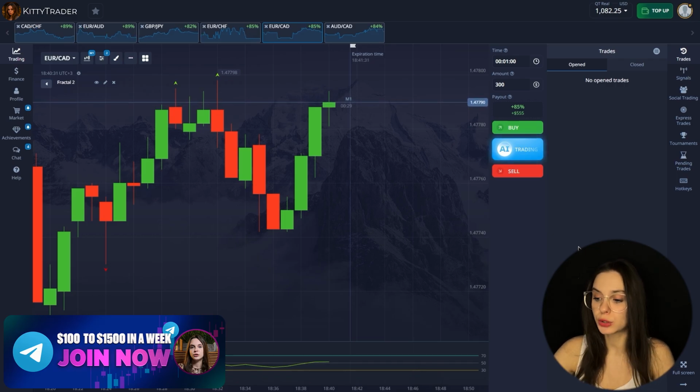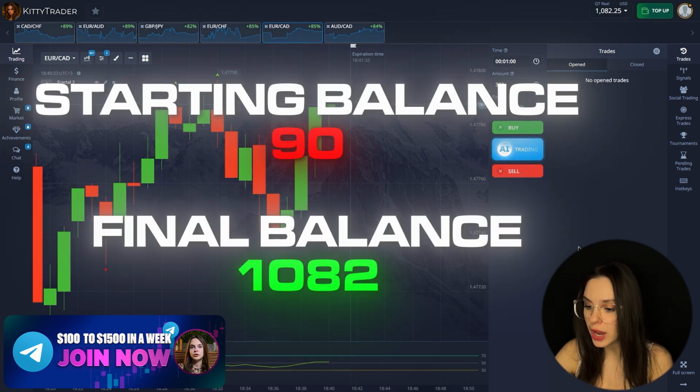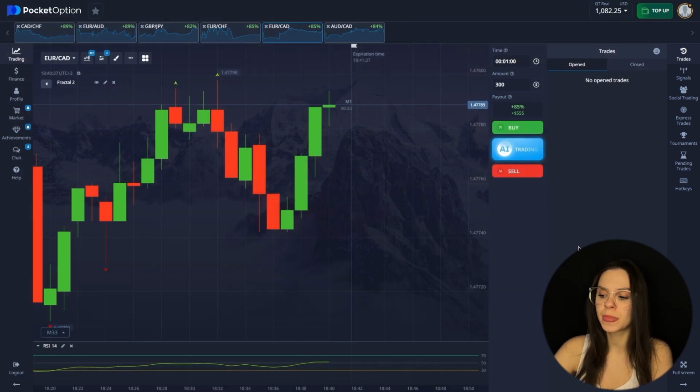Let's summarize for now. So we started, I forgot, yeah, $90, and now we have already reached the mark of $1,000. So these are 5 currency pairs, and I think it's cool. Theoretically, there are 5 minutes of trading, because me talking to you is also another minute.